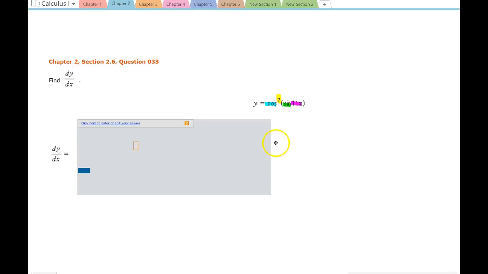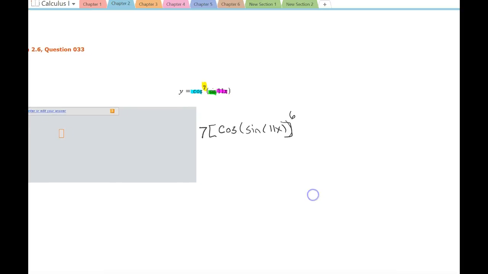So the derivative of the outside would be 7, whatever the inside is, to the 6th power. So I'm just going to write this: cosine of sine of 11x, all to the 6th power. And I'm going to talk about how to input this into Wiley. So the derivative of the outside evaluated at the inside, times the derivative of the inside.